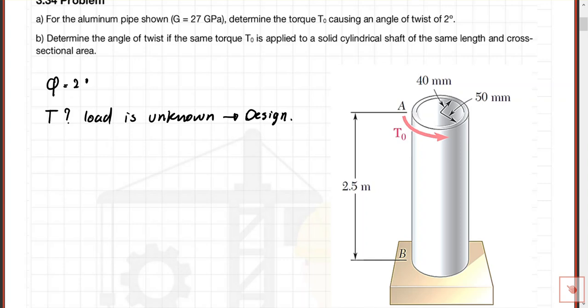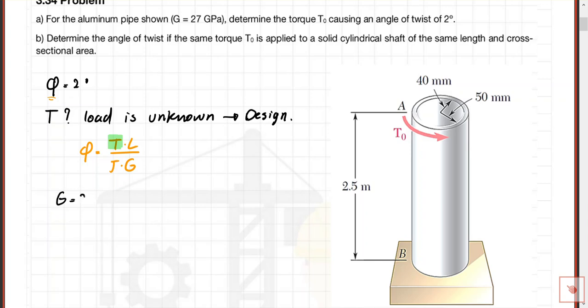Okay, so what information was given? It gave me phi, it didn't mention stress, it gave me the angle. So phi is equal to T times L over J times G. Phi is given and T is the unknown. Length is given, 2.5 meter. J, we can determine from the dimension of the member. G is given.